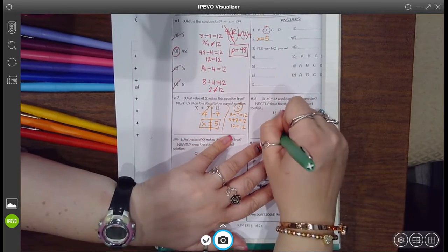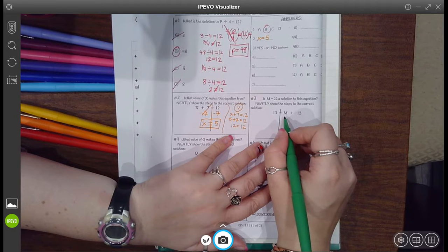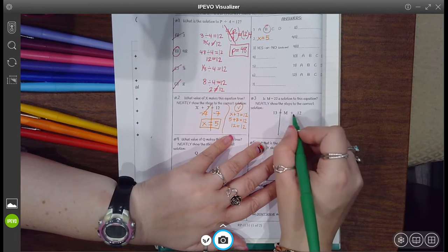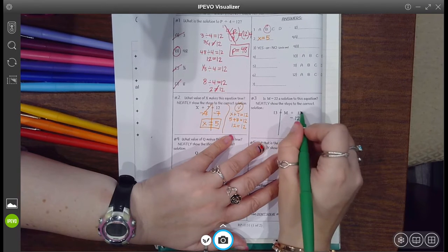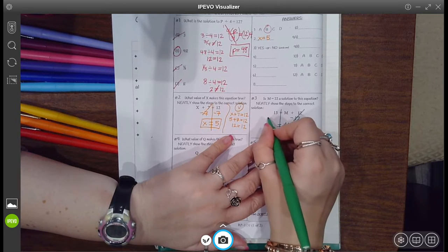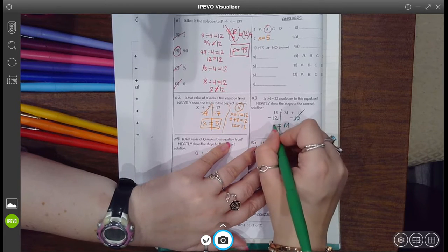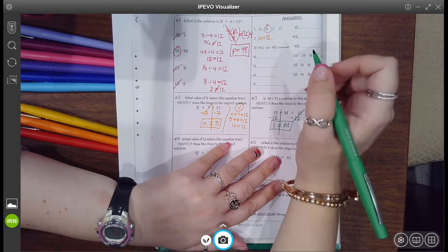Draw a line down from your equal sign. Do the inverse to get m by itself. Well, I need to get rid of this positive 12, so the inverse of adding 12 is to subtract 12, because then those cancel and you just have m. But whatever you do to one side, you have to do to the other. 13 minus 12 is 1. Okay, so I think m is 1.